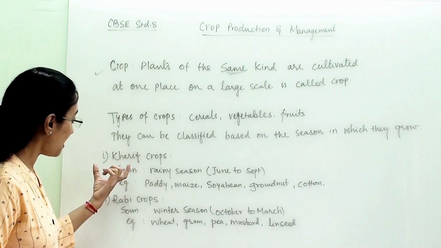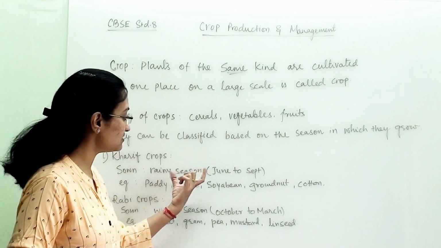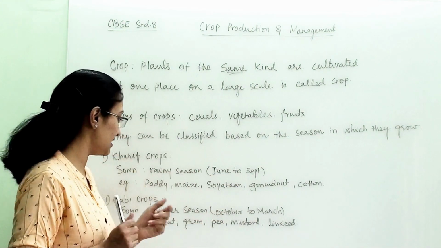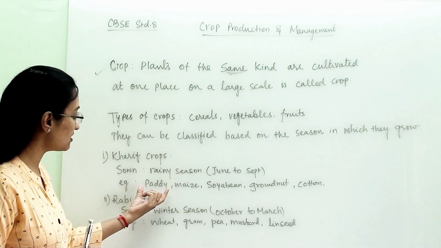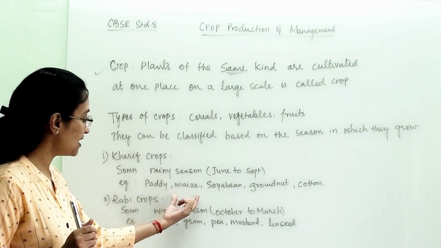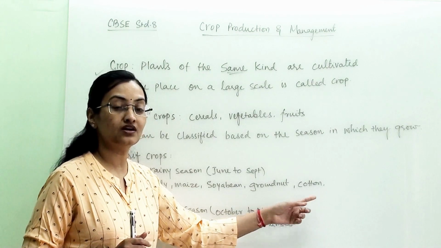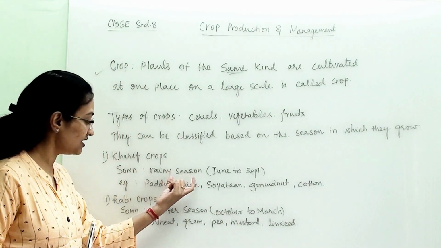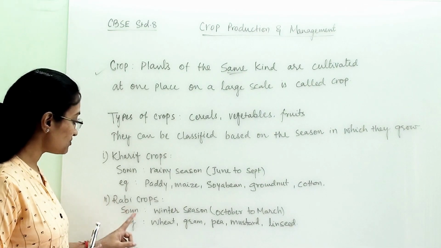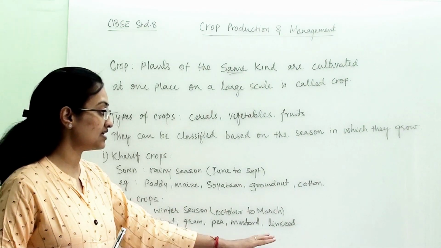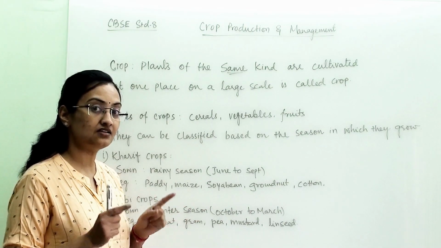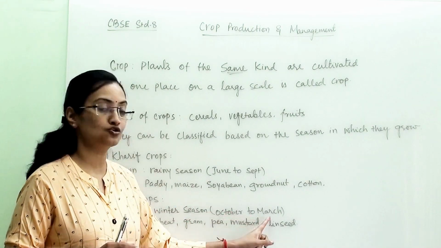Kharif crops are sown in the rainy season, and in India June to September is considered the rainy season. Examples of Kharif crops are paddy, which means rice, maize, soyabean, groundnut and coconut. Rabi crops are wheat, gram, pea, mustard and linseed. They are sown in the winter season, and in India the winter season is from October to March.